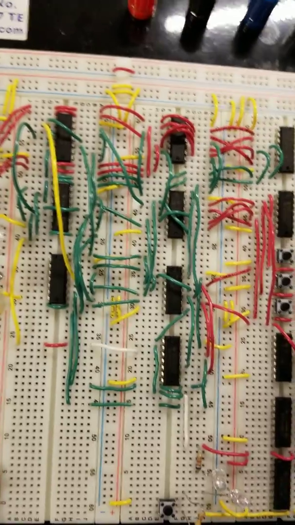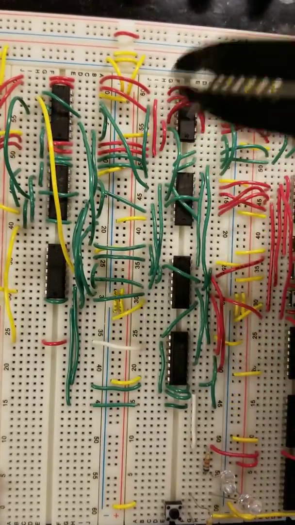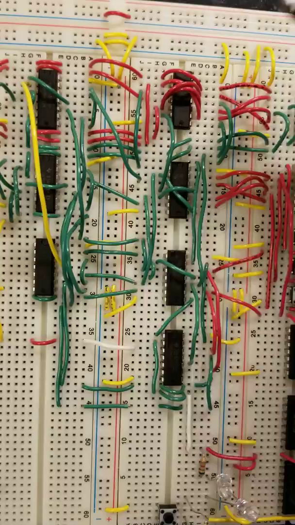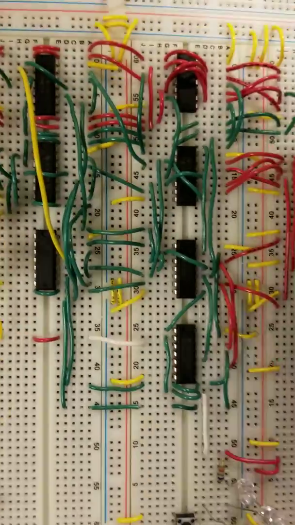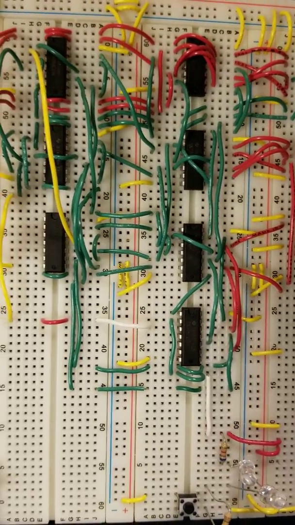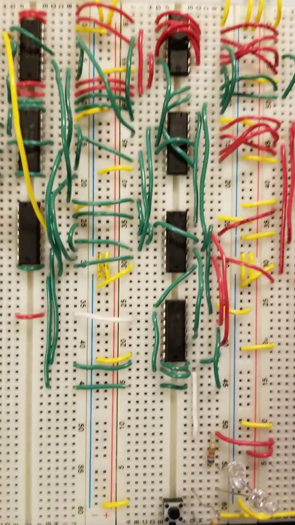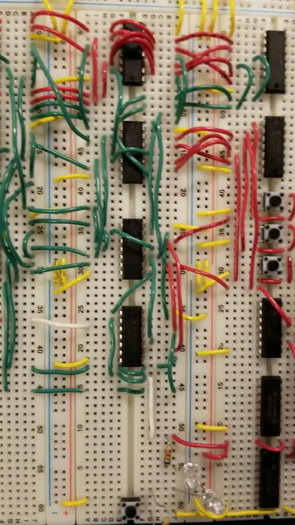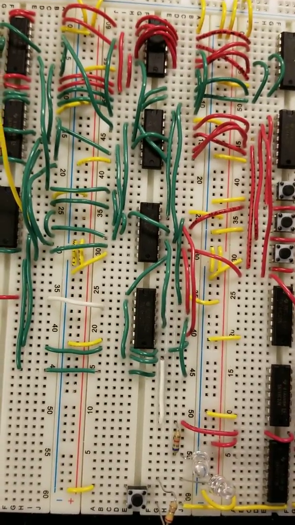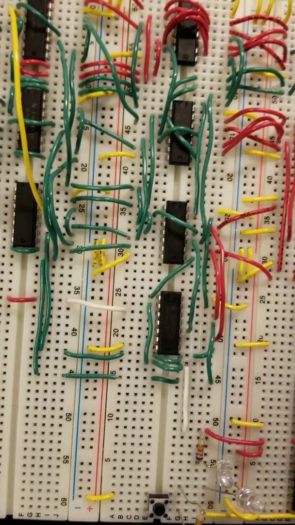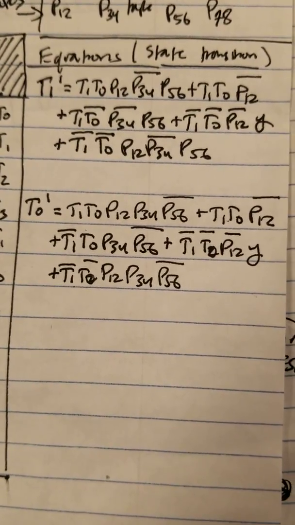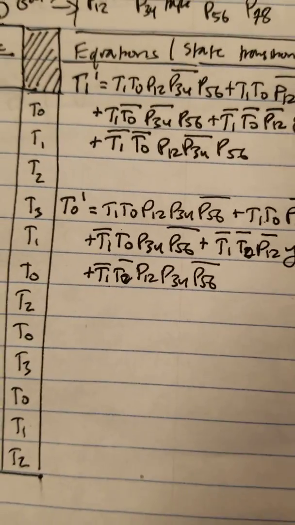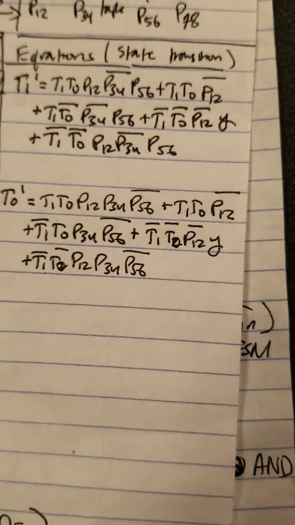Right in the middle, this is the combination of all of the equations that are used to derive the next state. A lot of these were 5-term. I think the lowest amount of terms was 3 terms. So here's how the equations looked for T1 prime and T0 prime, which is the next state logic.